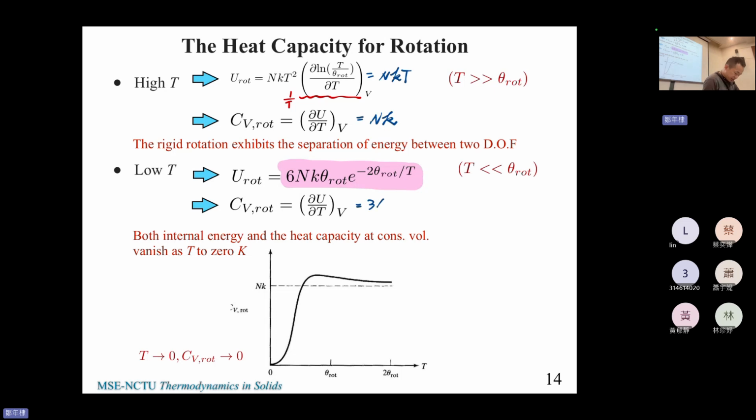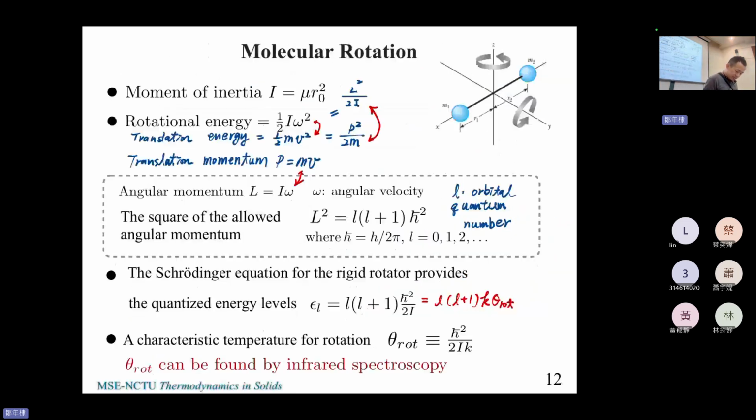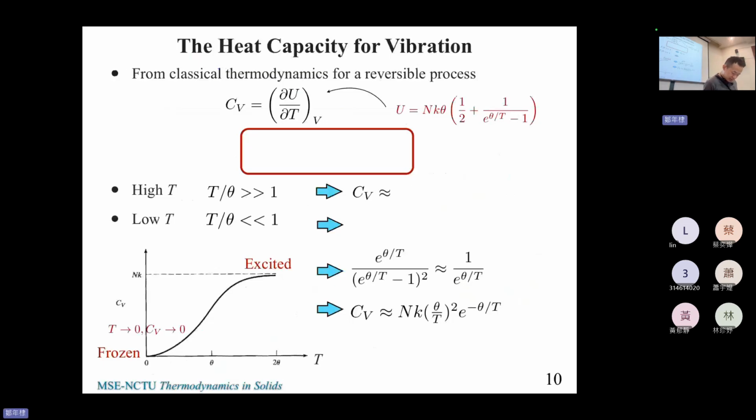So 3Nk, oh, so ugly. 2 theta RT divided by T, 2 exponential minus 2 theta RT over T. Okay, so ugly, right? But don't worry, we found our friend, the green highlighted part. What does that mean? Remember that?